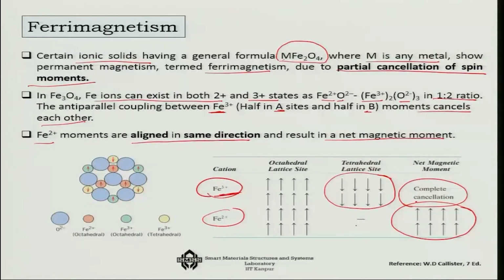So, these Fe2+ moments are aligned in the same direction and they result in a net magnetic moment. Hence, wherever you have this Fe2+ at the octahedral lattice site, it is going to show the magnetic moment, whereas the Fe3+ octahedral and Fe3+ tetrahedral are going to cancel each other. This is typical of a ferrimagnetic material, where you have a partial cancellation of the spin moments, not a complete cancellation of the spin moment.